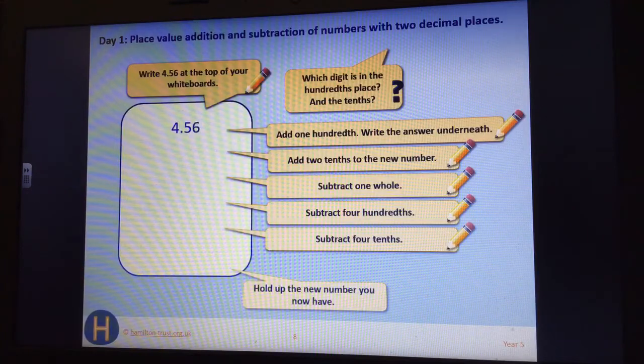And the next one. It says hold up the new number you have. You can hold it up if you like. I won't see it. But hopefully you should have 3.33. Now, if you haven't ended up with 3.33, commiserations. You can check this through and see where you might have gone wrong. If you have, well done. You're very clever. Right, let's move on.